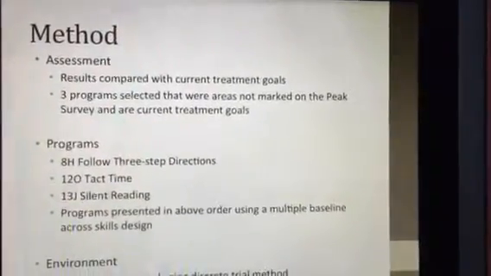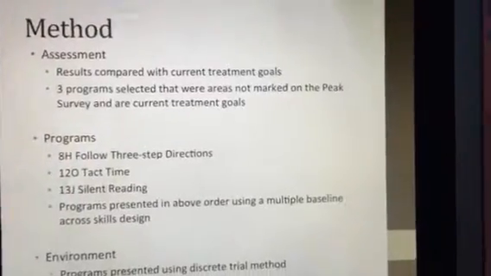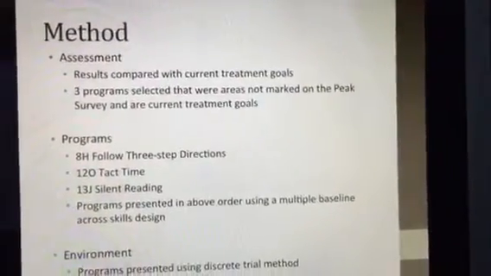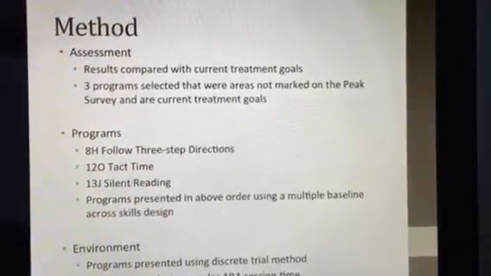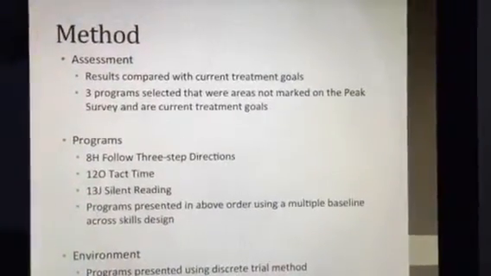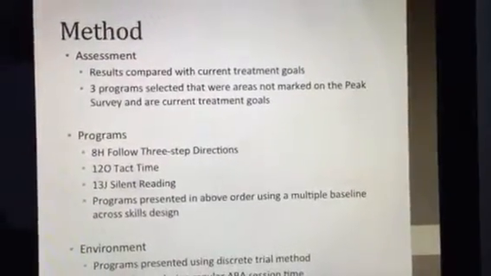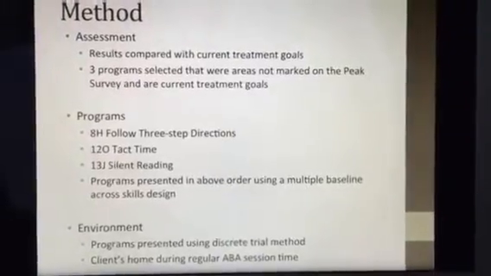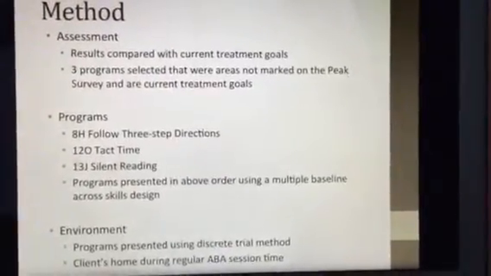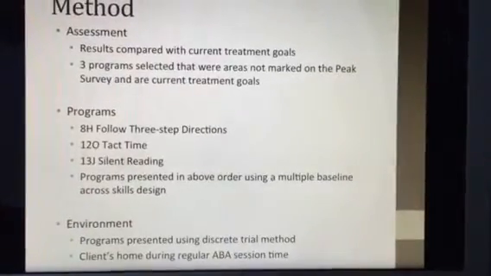Once the survey was completed, the results were compared with his current treatment goals, which had actually just been updated and new goals added. Three programs were selected that were not marked on the PEAK survey and were also current treatment goals. These programs were following 3-step directions, tacting time, and silent reading. The programs were presented in the same order as they're listed there, and a multiple baseline across skills design was used.